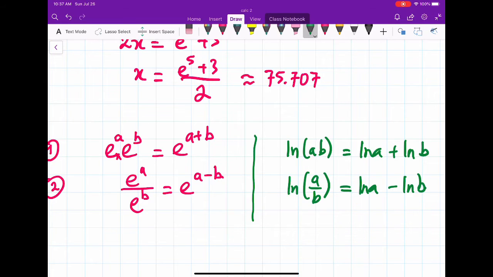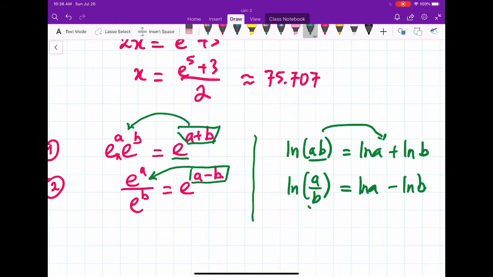So you can see exponential function, right? If you apply exponential function to a sum, you get a product. You see this? If you apply exponential function to a difference, you get a quotient. And a logarithmic function works in the opposite way. When you apply ln to a product, you get a sum. And when you apply ln to a quotient, you get a difference. You see that? Because they are inverse of each other.